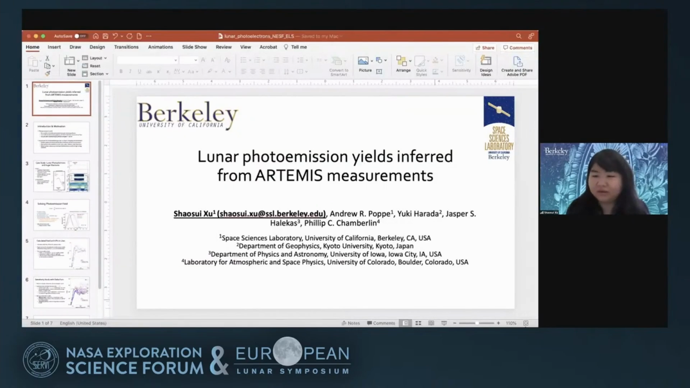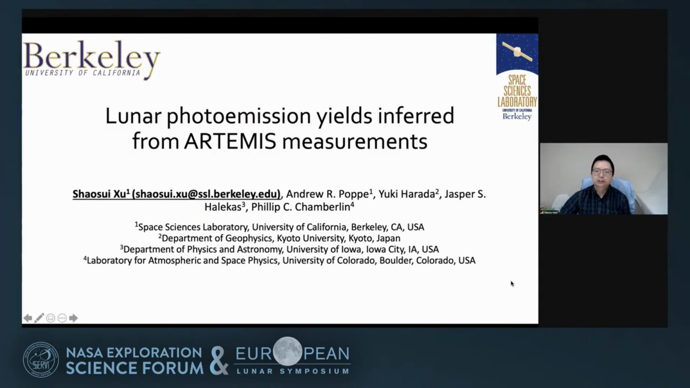And we need to move on to the next speaker. It's actually from Shaosui Xu of Space Science Lab, Berkeley. So, Shaosui, are you there, please? Yes. Hi. I'm Shaosui. I'm a researcher at the Space Science Lab. Let me pull up my slides. Yeah. And we can continue the discussion in the chat. Sounds good. Thank you. I hope you can see the slides all right.